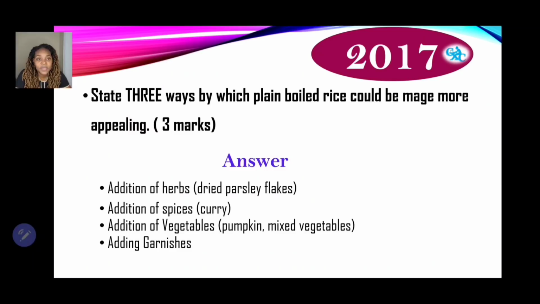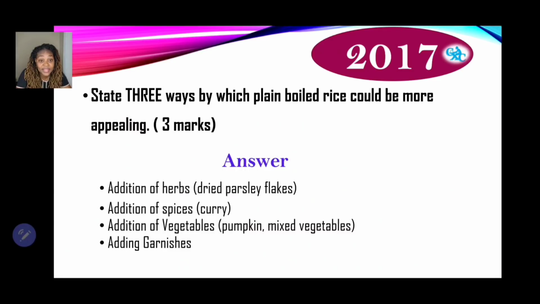All right, now we're skipping along and we're moving on to 2017. State 3 ways by which plain boiled rice could be more appealing, and that is what? 3 marks. Now the answer here is that we could what? Add addition of herbs. So for example, we could have dried parsley flakes. So we would have specks of say green in the rice, so it looks a little bit more appealing to the eye. Good. Also addition of spices.